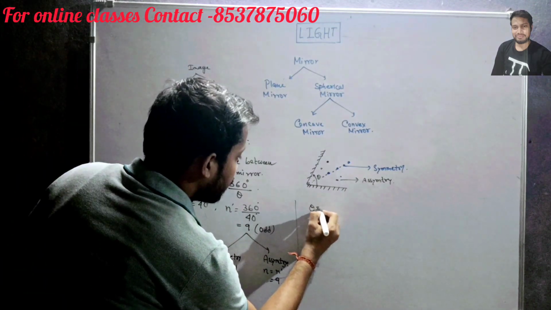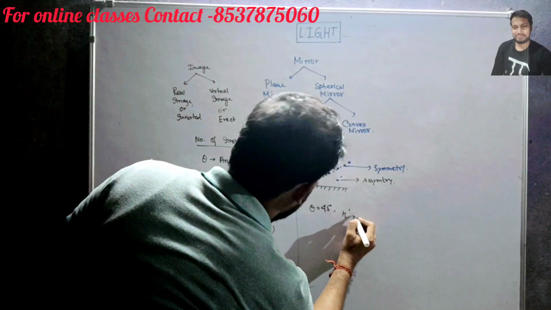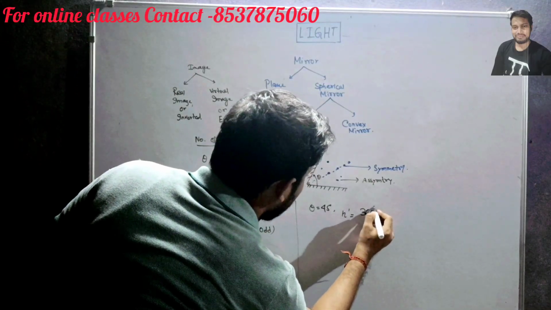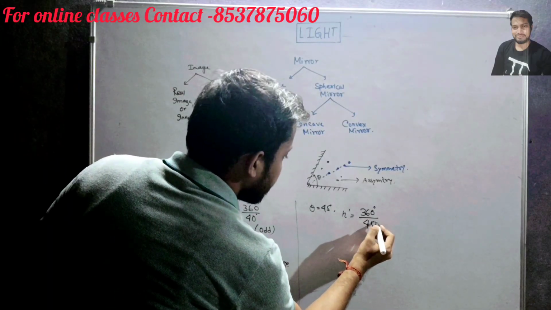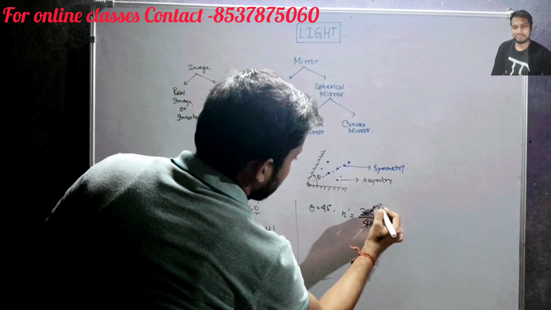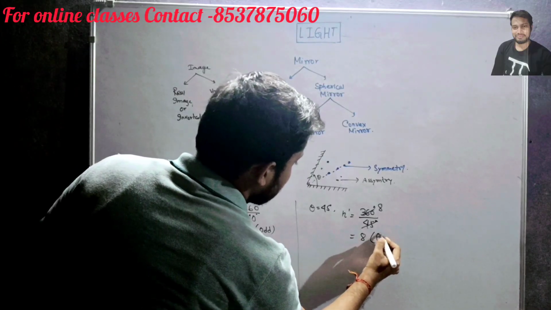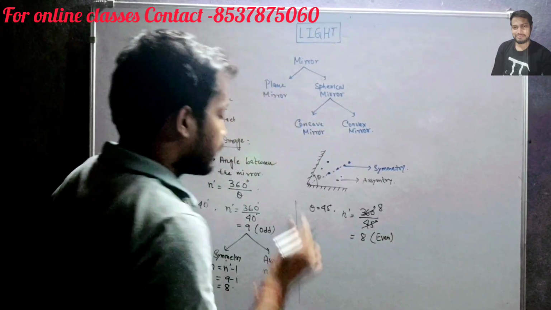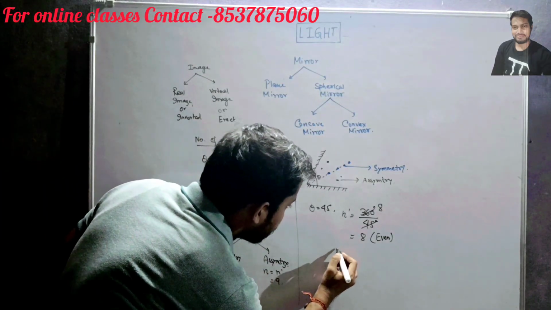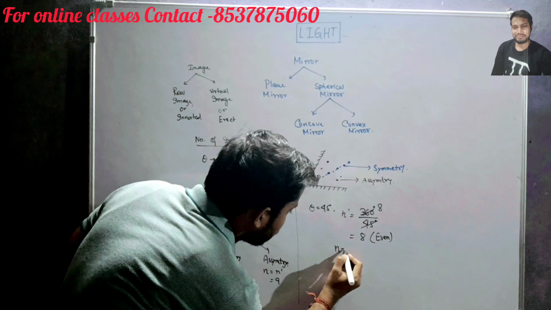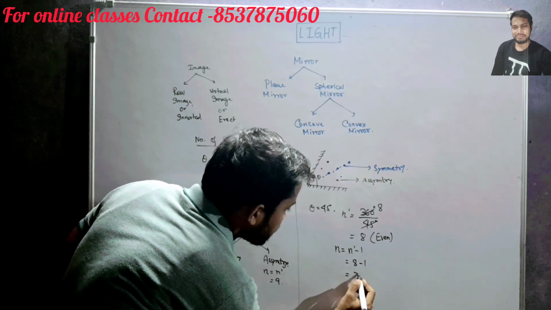Let's say theta is 45 degrees. If theta is 45 degrees, n dash will be 360 degrees by theta. Theta is 45, so the result will be 8. That is even. So when we take the case of even, we have to do -1. So n equals n dash -1, so 8 minus 1, that is 7.